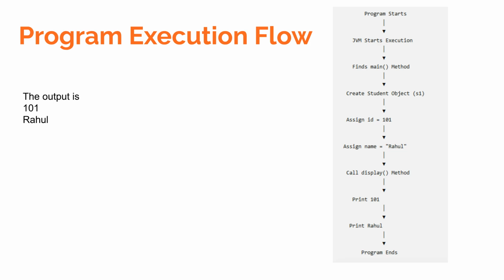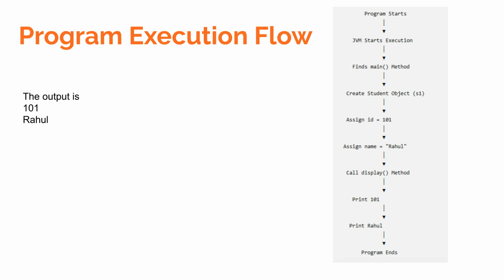Step 1. Program starts. When you click the Run button, the Java Virtual Machine, or JVM, starts executing the program. The JVM first searches for the main method because it is the entry point of every Java application. Step 2. Enter the main method. The JVM enters the main method and begins executing each statement in order. Think of the main method as the starting point of your program.